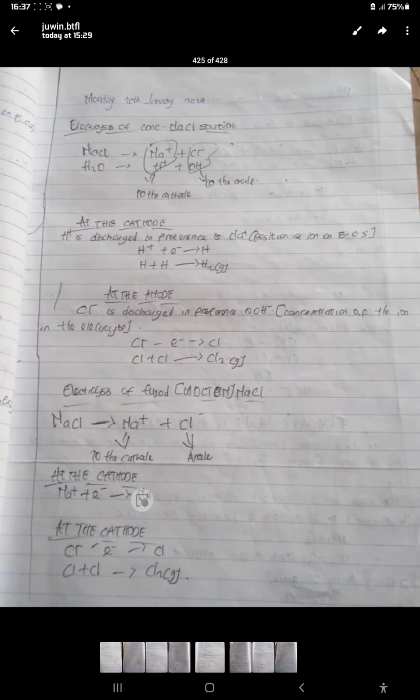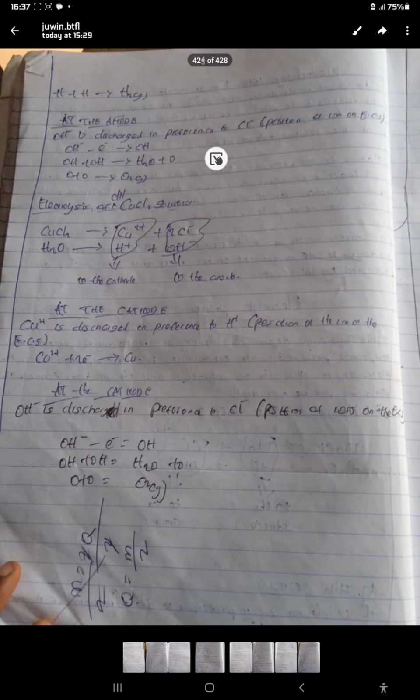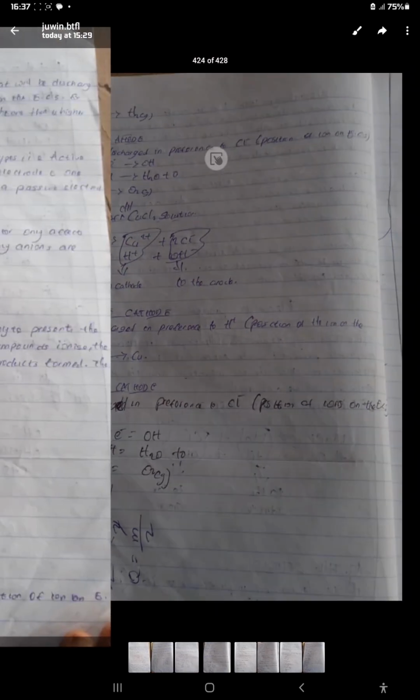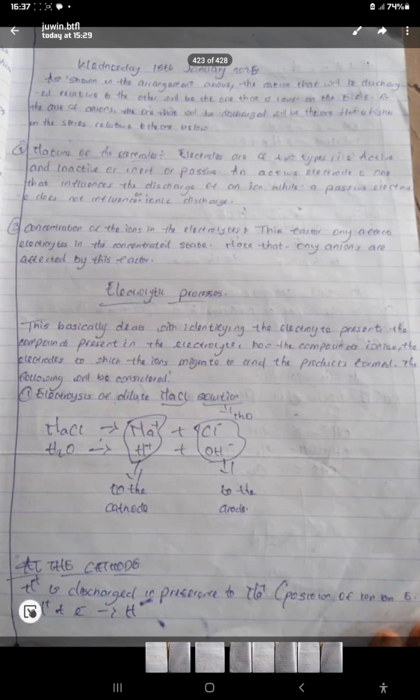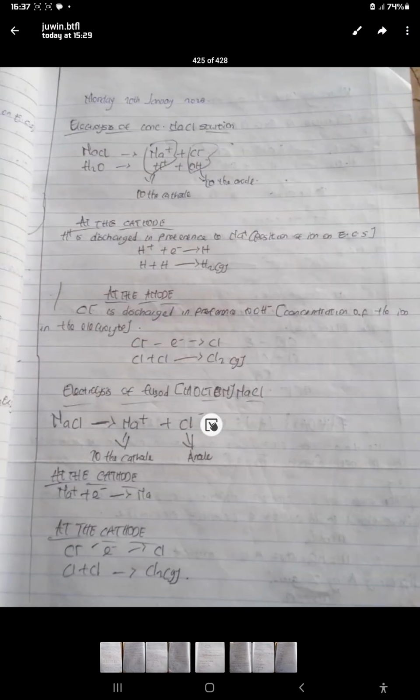Next one, you have electrolysis of conc sodium chloride. The last one was electrolysis of dilute sodium chloride. OH is discharged at the anode, while oxygen is liberated. Then hydrogen is discharged at the cathode. Don't forget, hydrogen is discharged at the cathode when you do this one for dilute sodium chloride. What about conc sodium chloride? We'll see the difference.